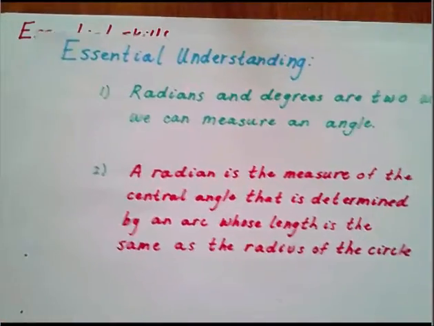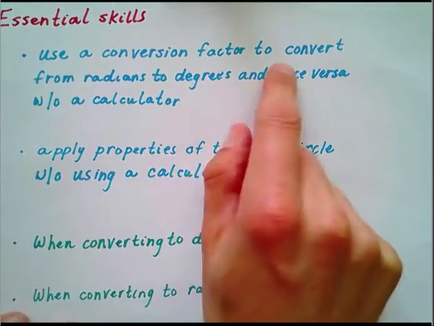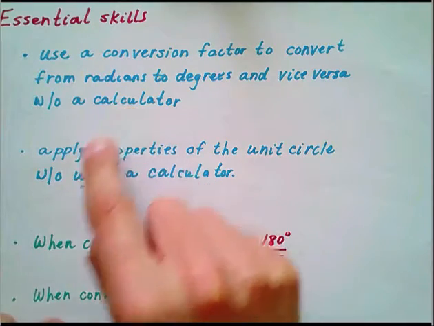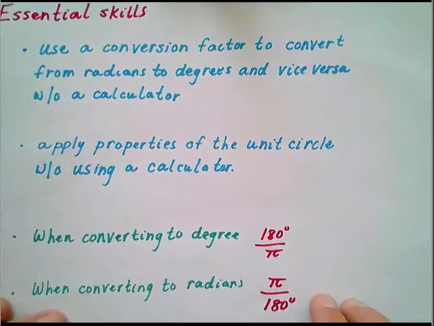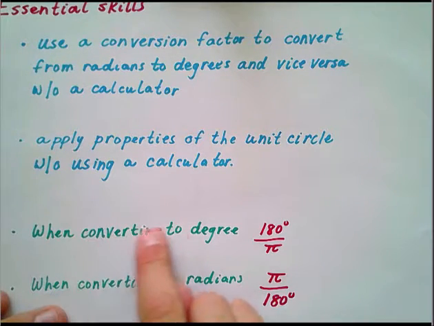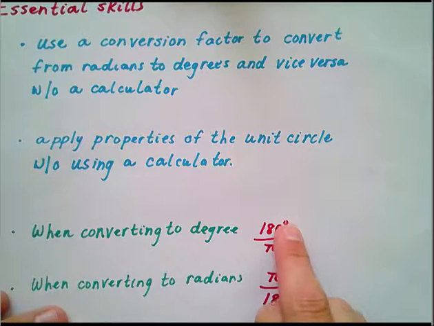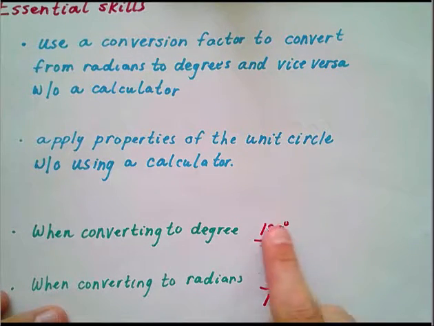Okay, so what are the skills that you're going to have to know here? Well, you're going to have to know the conversion factors to convert from radian to degrees and vice versa without a calculator, and apply properties of the unit circle without a calculator. And the two things you need when converting to degrees, you need to multiply whatever radian you have by 180 degrees over pi. And when converting to radian, you have to multiply your degree by pi over 180 degrees. So these are the two things that we're going to use.